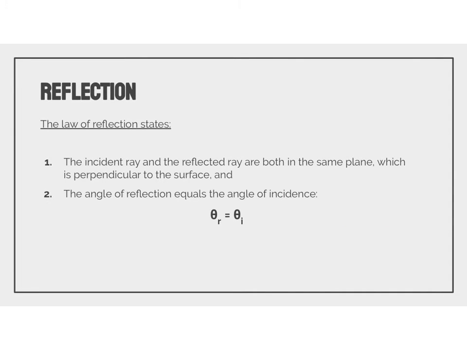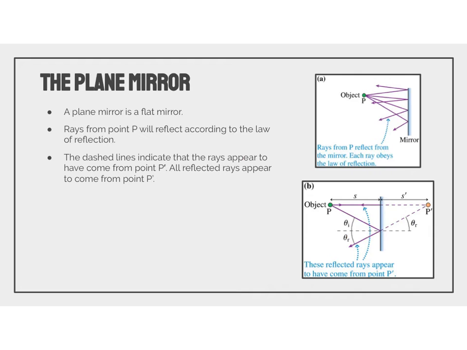And the law of reflection: if these two are in the same plane, the angle of incidence and the angle of reflection, those two angles will equal each other. And this is a very important concept for us as we're trying to start these ray diagrams, to know that if I have a mirror, the angle of incidence equals the angle of reflection. That is the law of reflection.